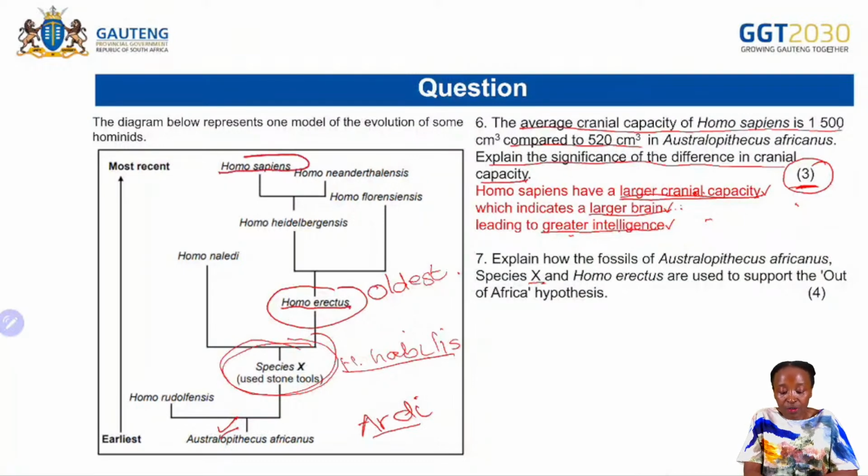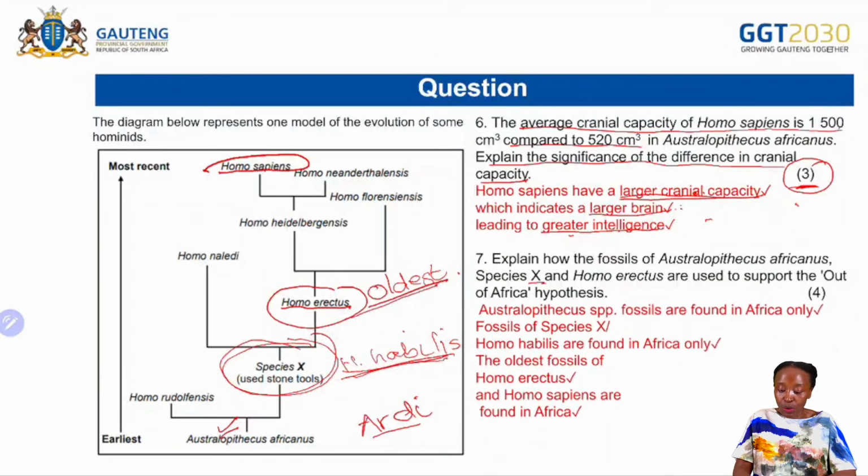And then we said the oldest of the Homo erectus and the oldest of the Homo sapiens were found in Africa. But remember, here the question only asked about Homo habilis and Homo erectus. So your answer will be: the only fossils of the Homo habilis were found in Africa, and the oldest fossils of the Homo erectus were found in Africa. So again, Australopithecus fossils, Africa only; Homo habilis, Africa only; the oldest of Homo erectus and the oldest of Homo sapiens were found in Africa.